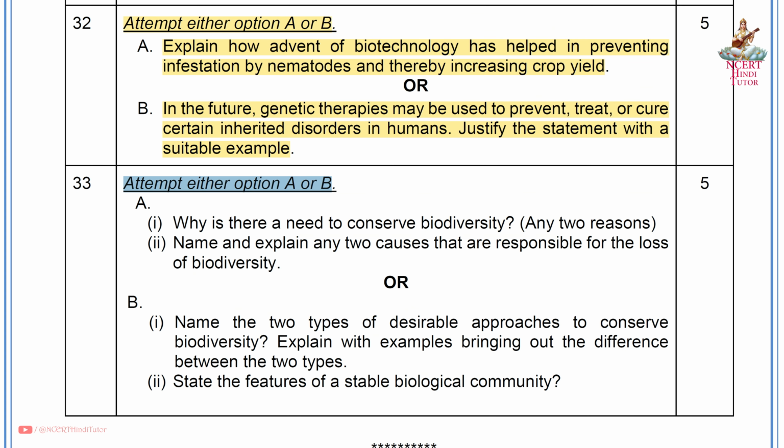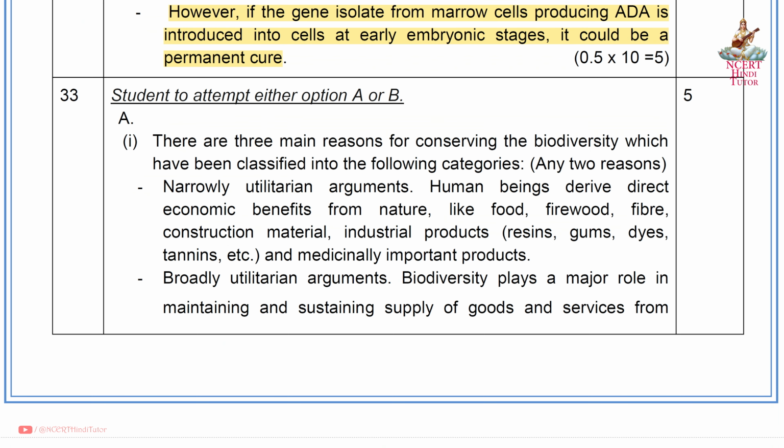Question 33. Attempt either option A or B. A. First, why is there a need to conserve biodiversity? Any two reasons. Answer: There are three main reasons for conserving biodiversity, which have been classified into the following categories. You can write any two reasons.